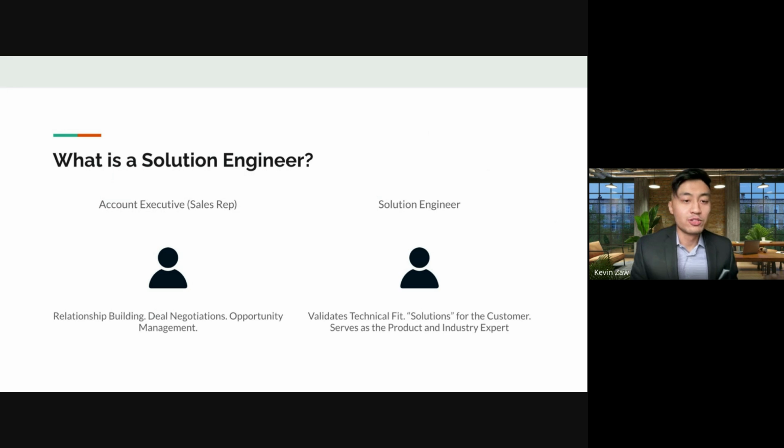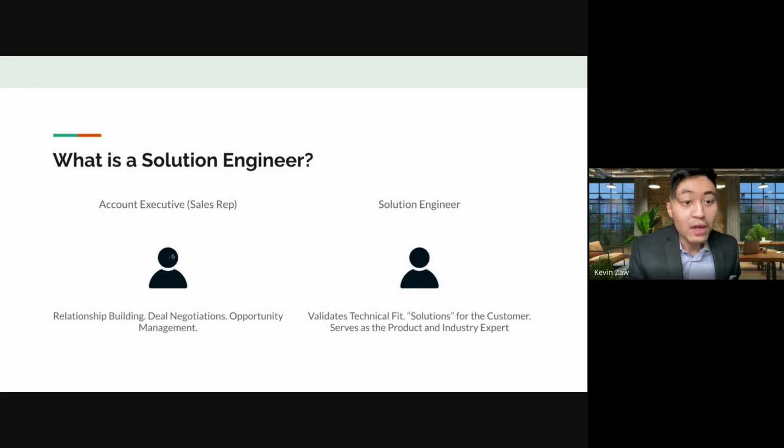All right, so what is a solution engineer? Now, before diving into that, let's first discuss the role of the account executive. The account executive on the left-hand side over here is a sales representative that's focused on building relationships, managing deals with the customers, and handling potential opportunities. They essentially oversee the entire sales process.